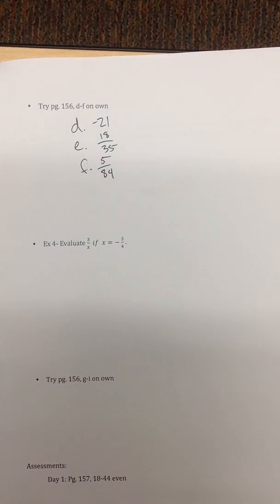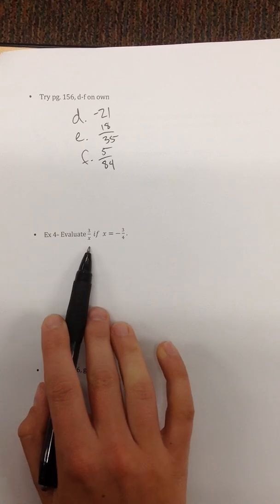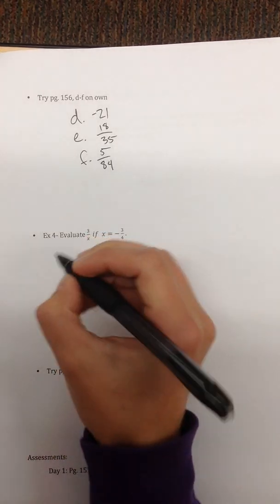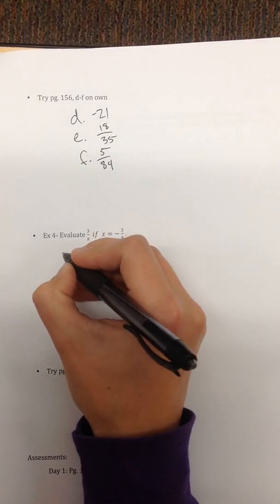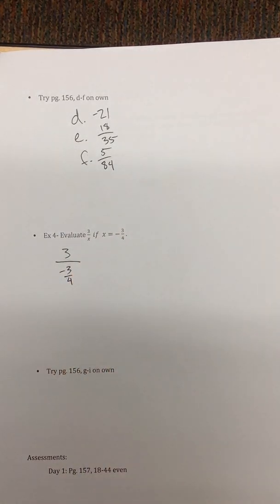Okay, one more example here. So it says evaluate 3 over x if x is equal to -3/4. Okay, so we know when we've got a variable like this and they tell us what that variable is equal to, we can just take and plug that in there. So instead of the x, I'm going to plug in -3/4. So I've got 3 divided by -3/4. Now what can get kind of tricky here is this is basically like a fraction inside of a fraction, and that's kind of hard to wrap your mind around.